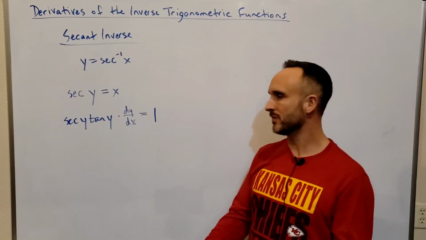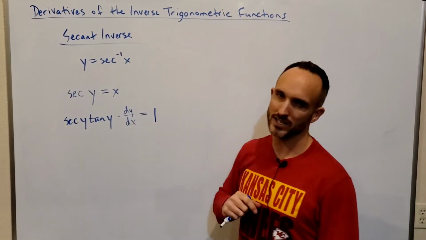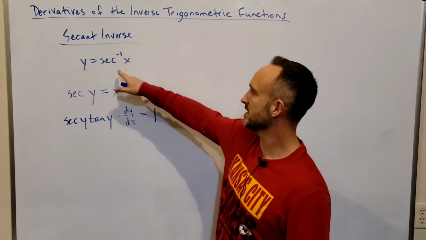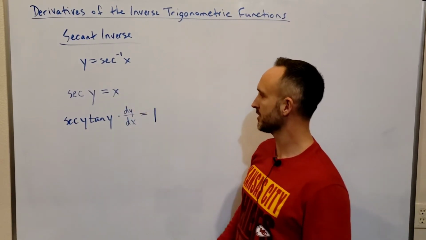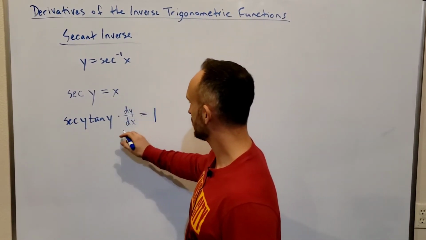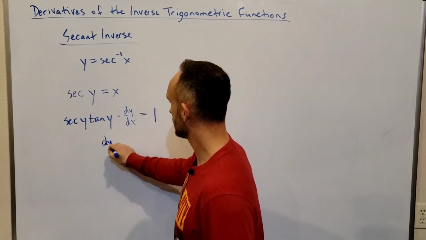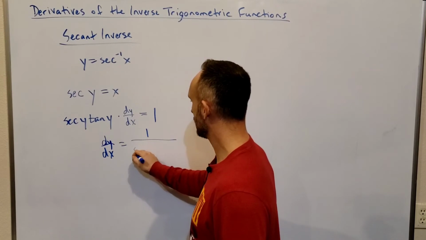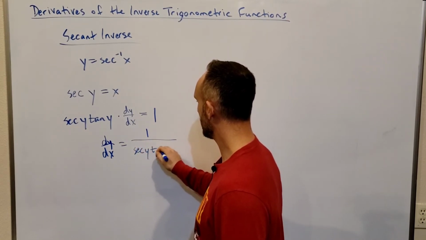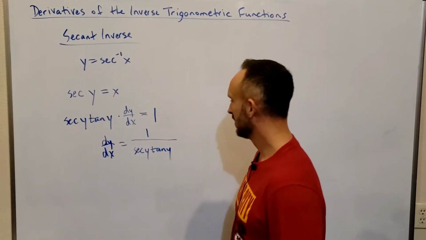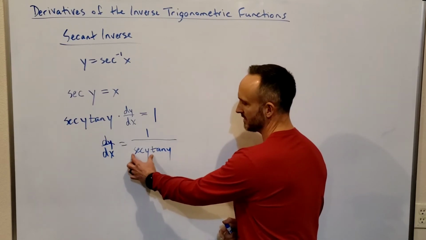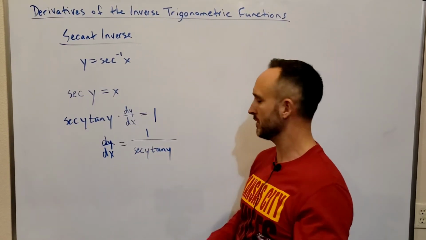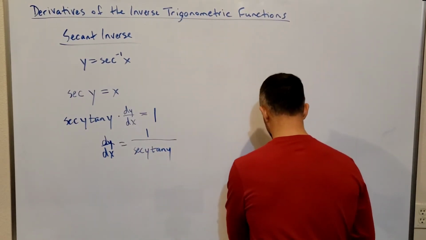Again, all I'm doing here is differentiating both sides. I'm turning it into a differential equation so I can figure out what dy dx is, because that's going to tell us the derivative of secant inverse. All right, dividing both sides, I see that dy dx equals 1 over secant y times tangent y. So now I need both of these, secant y and tangent y, to be in terms of x. So let's go look at our right triangle.